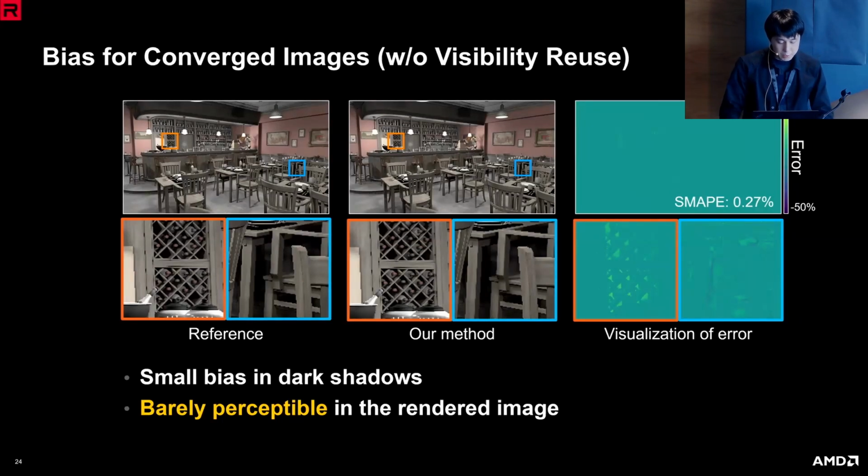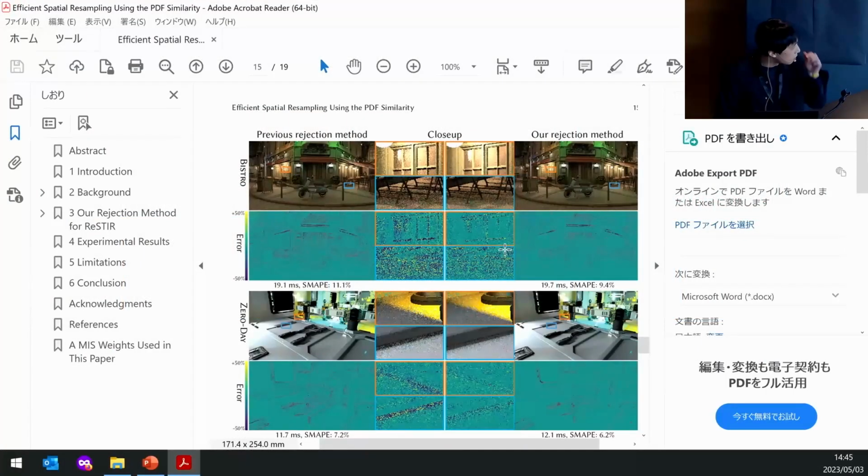Okay, so yes, experimental results are shown in our paper. So yes, our method reduces variance, both for the one sample case and many sample cases.